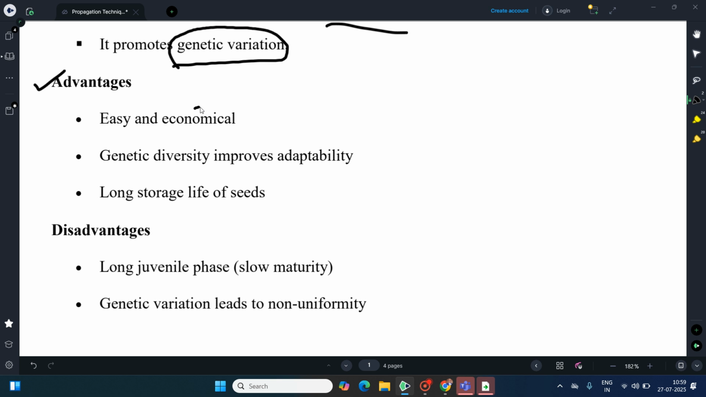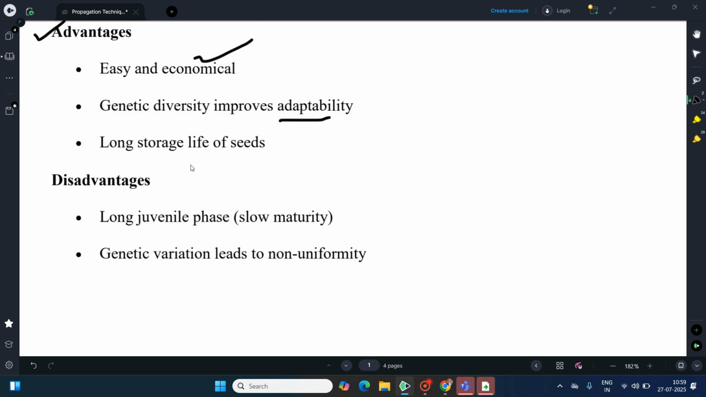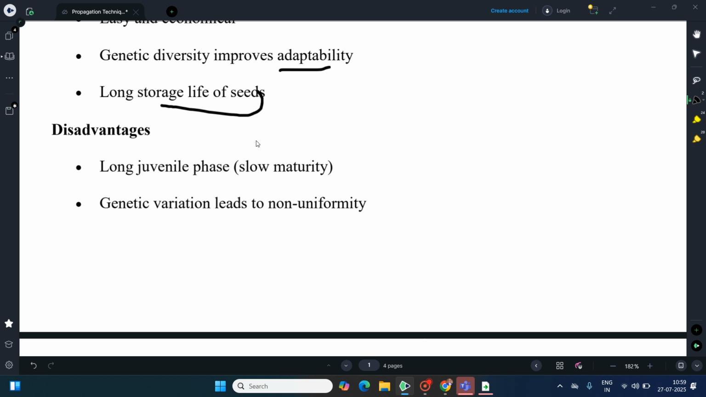It is easy and economical, and genetic diversity improves adaptability. That is the main advantage. Long storage life of seeds is another important characteristic of sexual propagation.